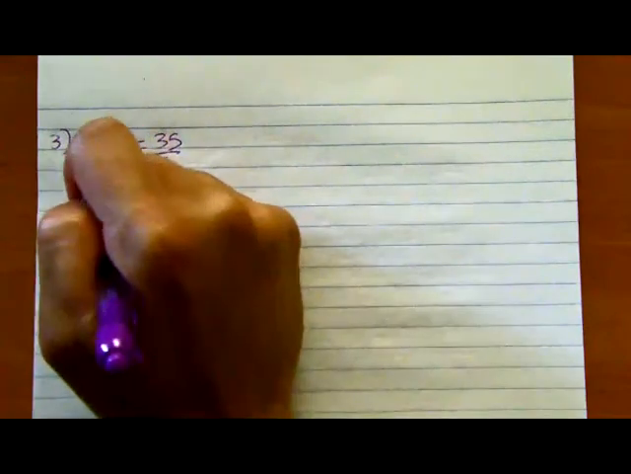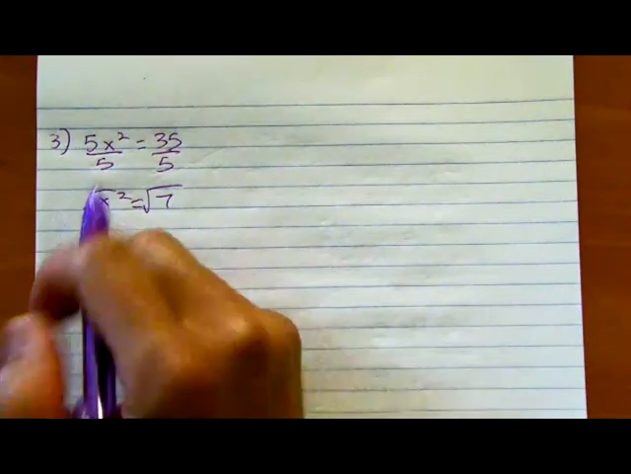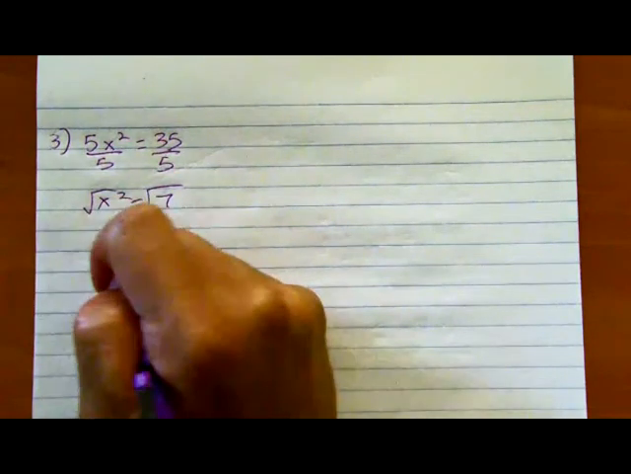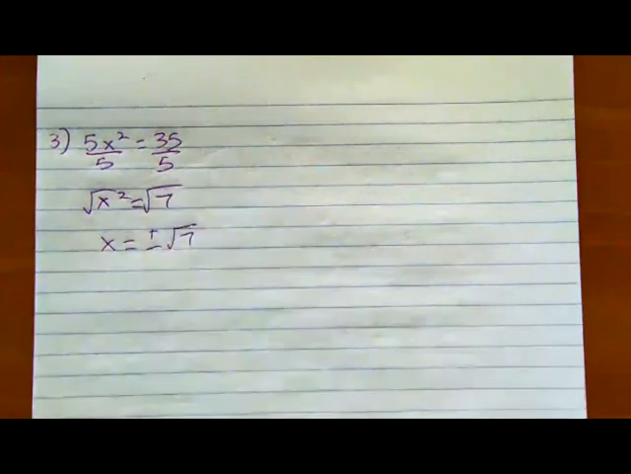5x squared equals 35. We are using the square root method, so we need to get this x squared by itself. I'm going to divide both sides by 5. x squared equals 7. I'm going to square root both sides. This would be x. There are two possible answers, the positive and negative square root of 7. And that's it.